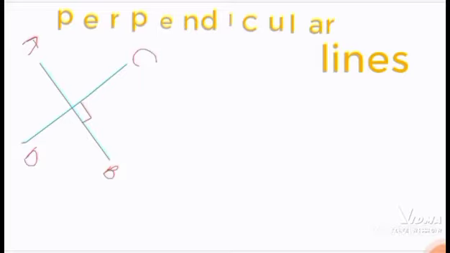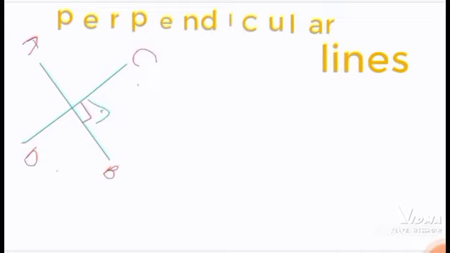The second phase is the perpendicular lines. And remember, perpendicular lines form a 90-degree angle where they meet. With perpendicular lines, the product of their gradients is -1. The product of these gradients should be -1.